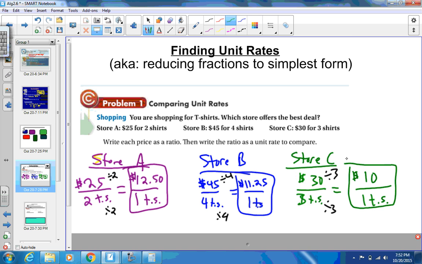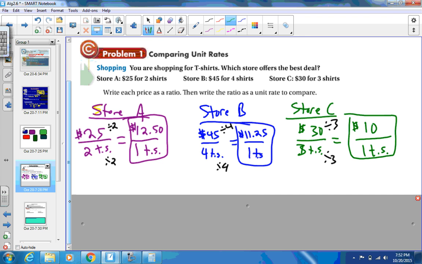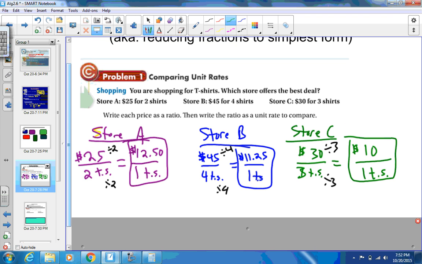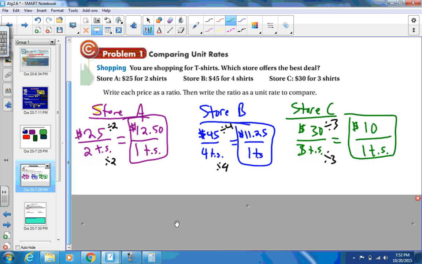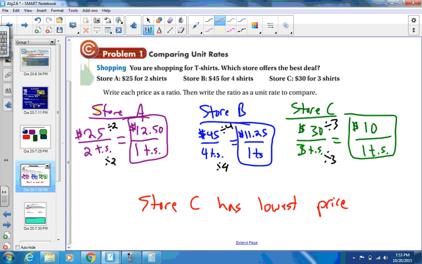Now, honestly, I think all these stores are a ripoff. But if we were buying t-shirts here, maybe they have some designs on them. Looks like store A has the cheapest deal, or the best deal. Okay, hopefully the quality is still good. But not store A, sorry, store C has the lowest price per t-shirt.